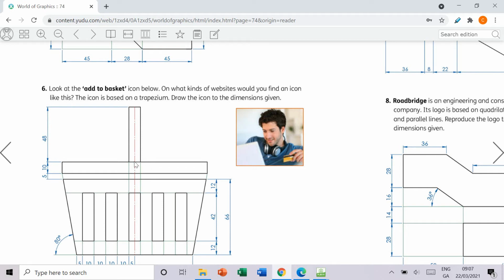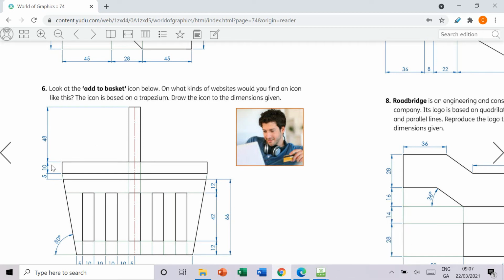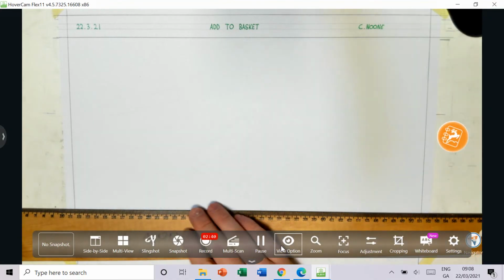So first thing I want to figure out is the overall height of this shape. And the reason I want to do that is because I want there to be the same space between the top of my border and the top of my shape and the bottom of my border and the bottom of my shape. So I want this to be centered in my page. So to do that, I'm going to add up all my sides. So when I add 48, 10, 5, 12, 42 and 12, I get an overall height of 129 millimeters.